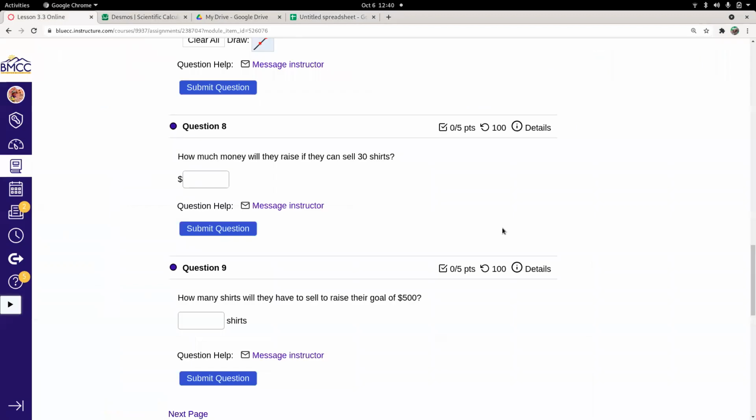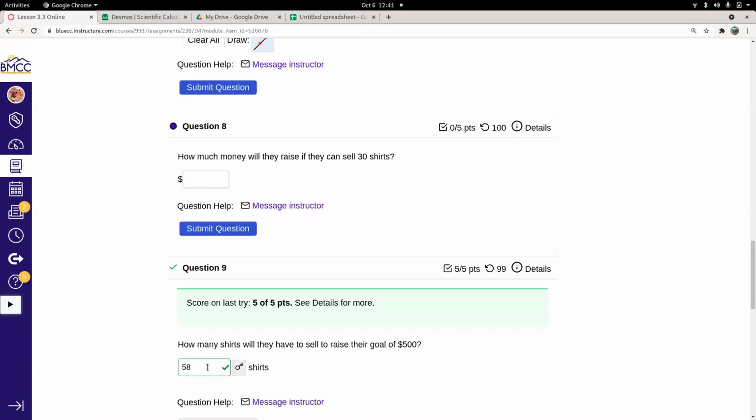Let's read the question again, see how we should answer that. So question number 9, how many shirts will they have to sell to raise their goal of $500? And again, this is a t-shirt. I'm not going to sell half a t-shirt. It says I could type a decimal there, but I'm going to type 58. That's what I'm going to submit.